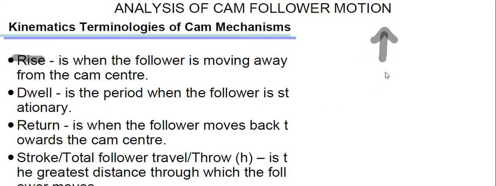As well as dwell. That means follower stays stationary. There is no movement for the follower. And return is when follower goes down or comes back to its original position or the equilibrium position. Then stroke means the entire thing, the greatest throw which the follower moves. That means the maximum distance or the displacement that follower goes up or down is known as stroke.